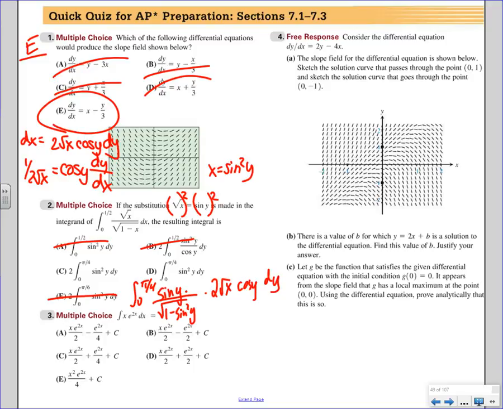Cosines cancel out. 1 minus sine squared is cosine squared. Cosine squared square rooted is cosine, technically absolute value of cosine if you want to think of it that way. But in a sense, you don't see any cosines that are left, so we'll just say they canceled out. And then you can plug in sine for square root of x. So that's for square root of x.